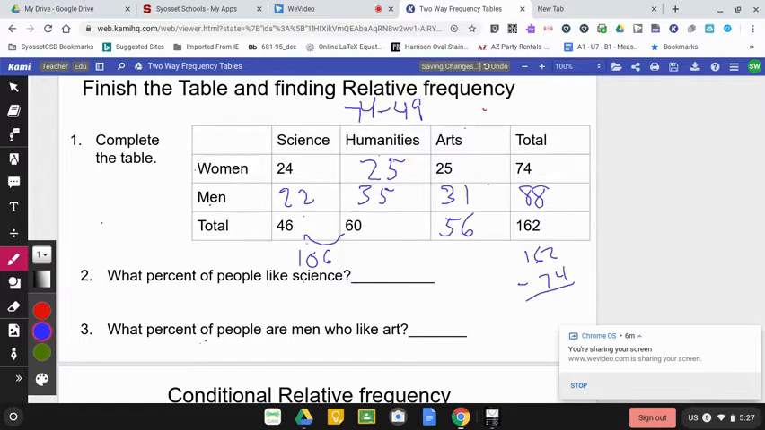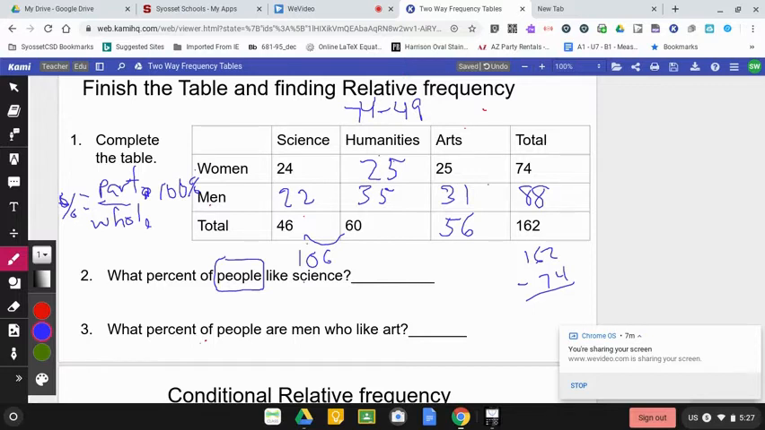Now, when you get the percent of people, remember from last year that percent is part over whole times 100. Or move the decimal 2 places, however you like to think of it. I like to multiply by 100. So the percent of people, this is your whole, this is your total.